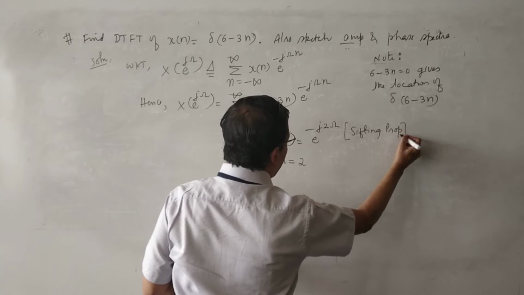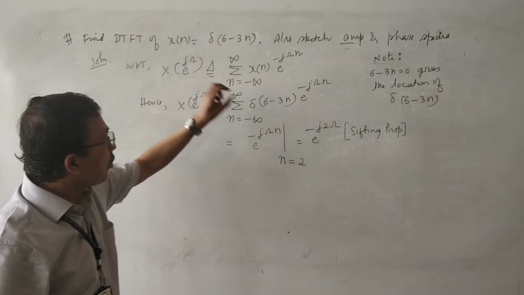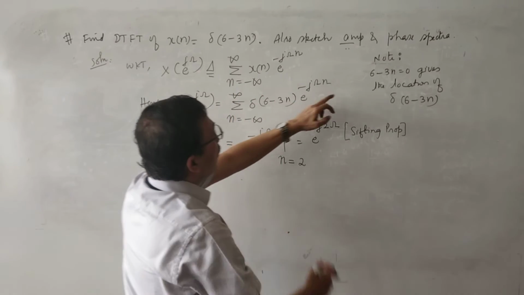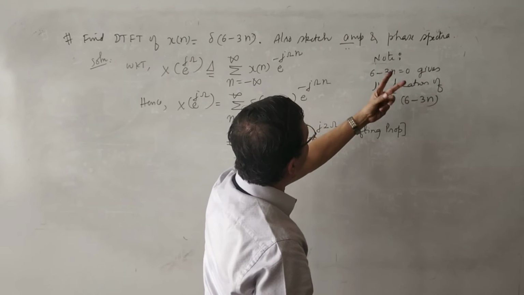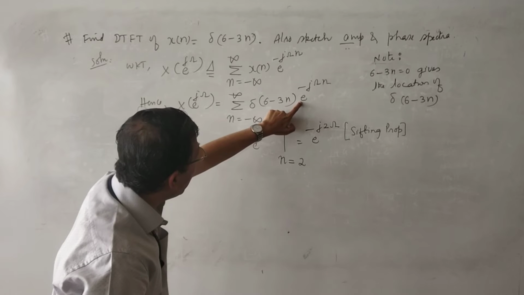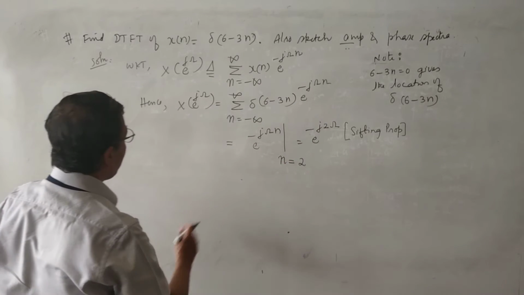So what is important here is to know the location of this impulse. To know the location of this impulse, the quantity inside the brackets of the impulse function is equated to 0. That means 6 minus 3n equal to 0 gives you n equal to 2. Hence, e power minus j omega n is evaluated at n equal to 2. That gives us this result.